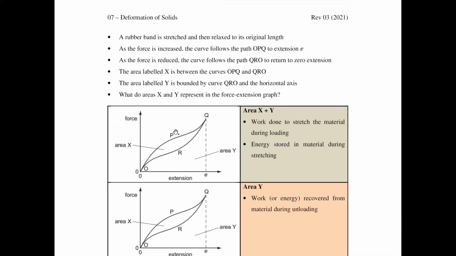Then the last one is this one. This one is for a rubber band. A rubber band is stretched and then relaxed to its original length. As the force is increased, the curve follows path OPQ like this to extension E. And then when the force is reduced to 0, the curve follows path QRO as shown here. The arrow label X is this part here, and the arrow label Y is this part here.